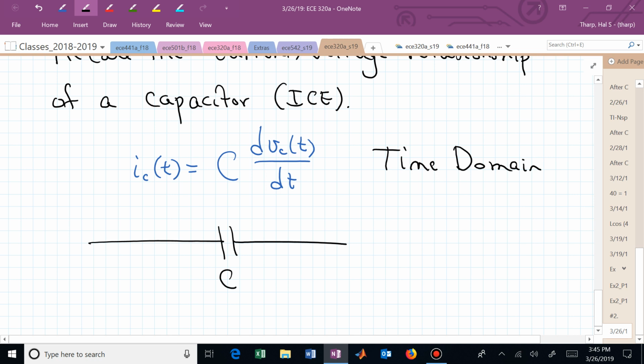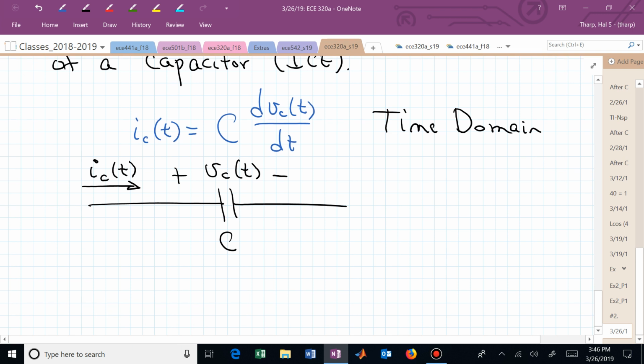Capacitor, now we have our voltage, V sub C of t, and the passive sign convention says that this is how we would label that time domain capacitor's voltage and current to be consistent with this formula, I is equal to C dV sub C dt. That's the connection.